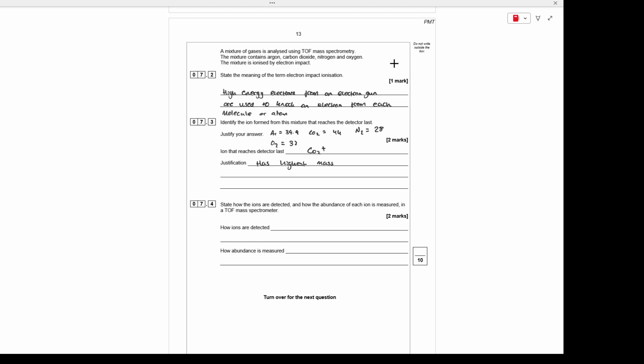So ions are detected. Remember, they're accelerated in your spectrometer with the same kinetic energy, and eventually they hit your negative plate and gain an electron. And when you gain that electron back, you generate a current. So the ions hit the negative plate, and each ion gains an electron, which generates a current.